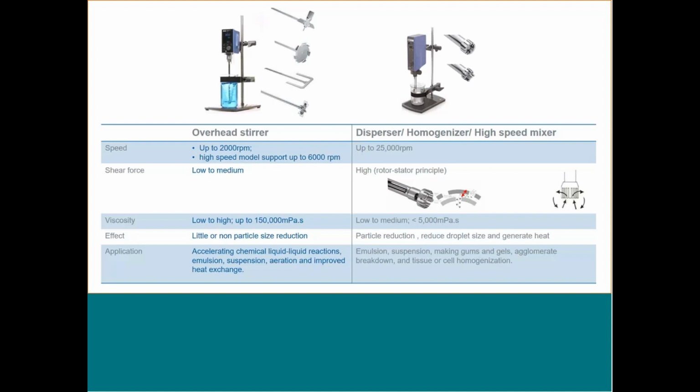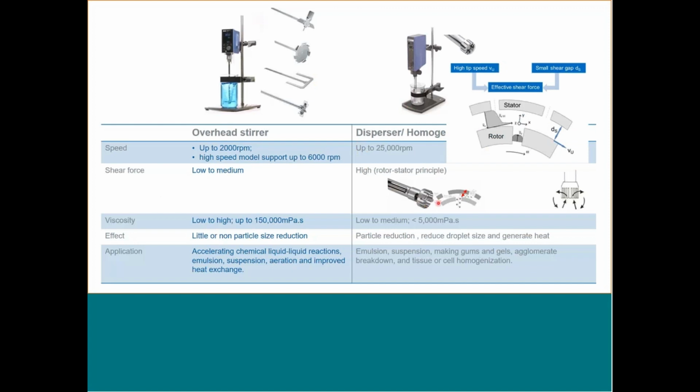And also the second difference between the overhead stirrer and disperser is that for the overhead stirrer, the shear force is low to medium, depending on the impeller you use. If, let's say, you're using the dissolver impeller, the shear force is slightly higher compared to a flat-bladed stirrer. But the disperser will achieve a very high shear force because the dispersing element we are using with the disperser uses the rotor-stator principle.